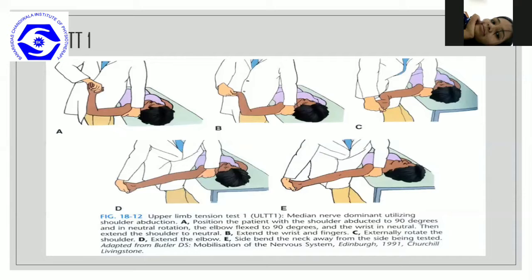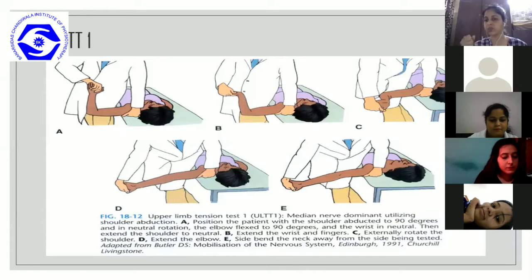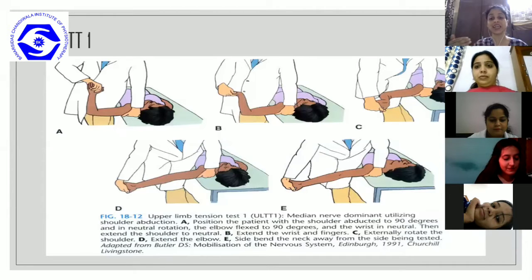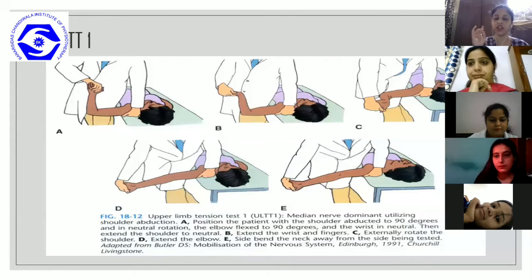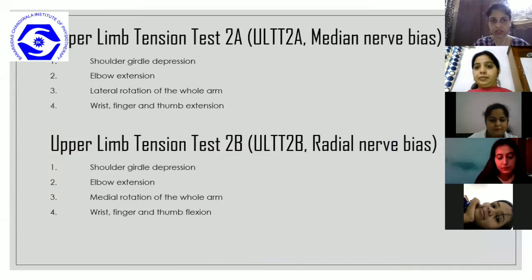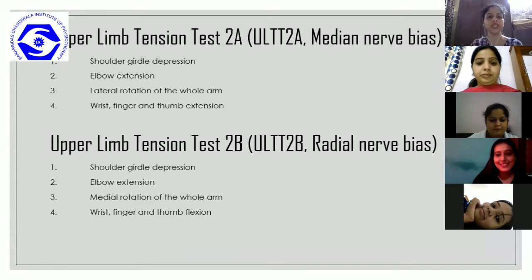If the symptoms are not provoked, we ask the patient to kindly laterally flex the cervical spine, the head. Make sure the patient laterally flexes, not rotates. So you have to be very careful about these few things. And the abduction in ULTT1 is 110, so the shoulder has to be abducted till 110 degrees. Now we come to upper limb tension testing 2 for the median nerve.